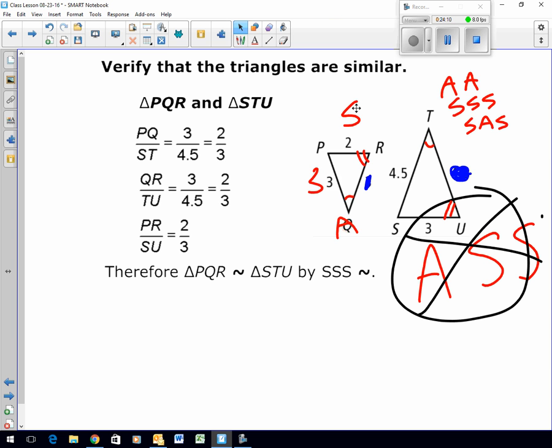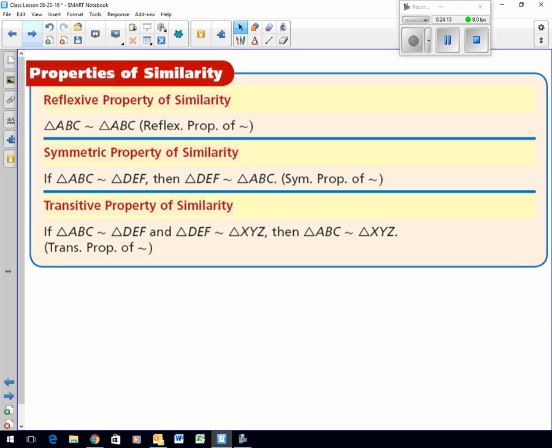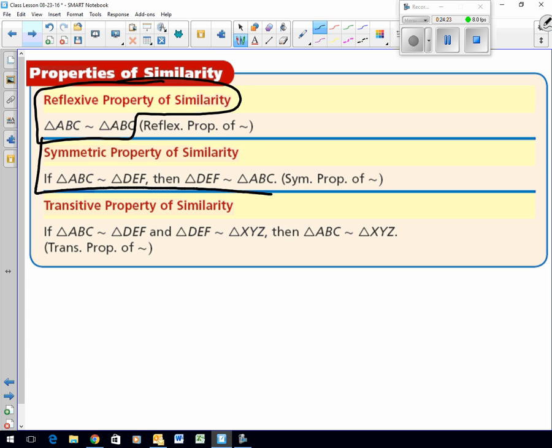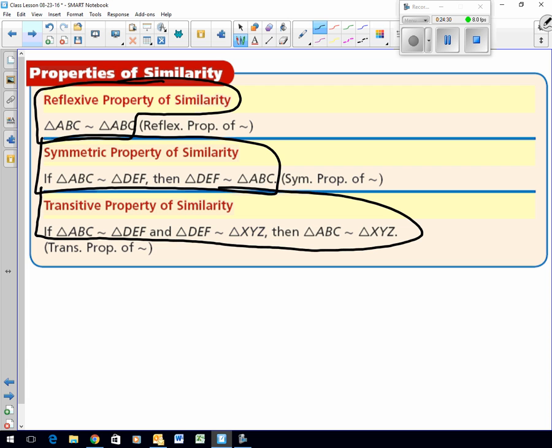All right. One more set of notes. This is it for today. I want you to make sure you write down this part right here: the reflexive property of similarity, the symmetric property of similarity, and the transitive property of similarity. Write those three things down in your notes. We'll be done here in just a second.